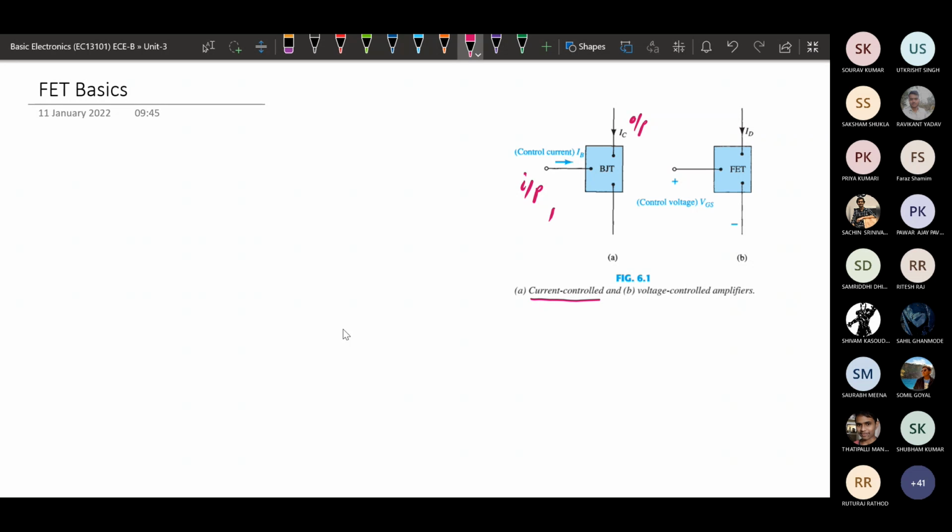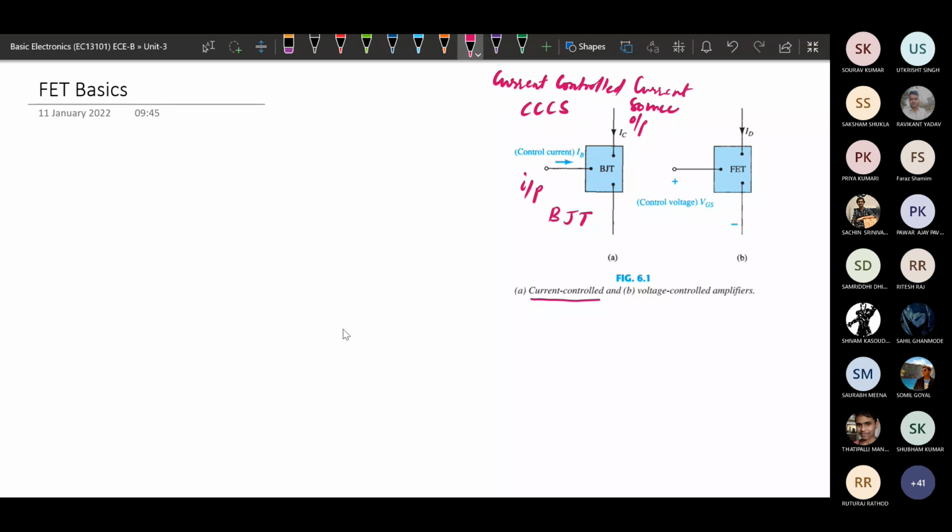So BJT is a current control device. Or we can call it a current controlled current source, because the output is a current. This is the BJT.